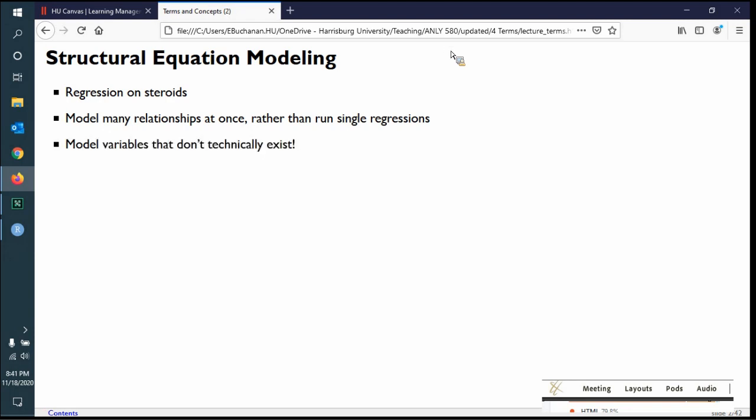And we can actually model variables that don't technically exist. For me, this is one of my fun pieces: we can take that idea from EFA, where we're building these latent variables, these factors, and actually model them and think about what their means might be. So we can actually give people scores on those latent variables that we might have discovered from our EFA.